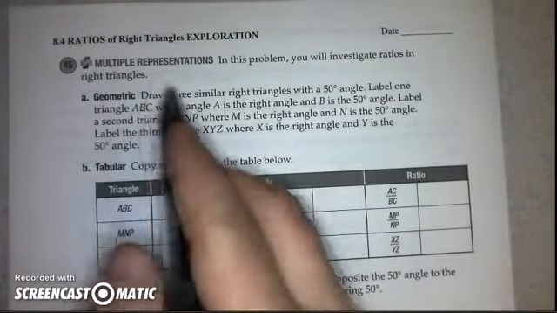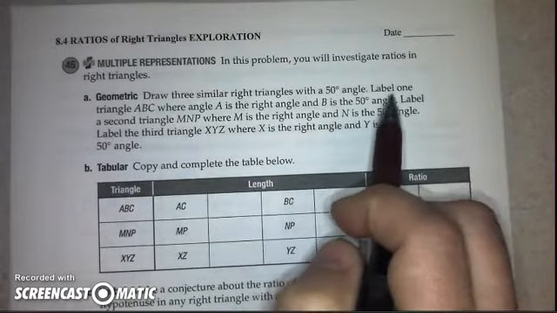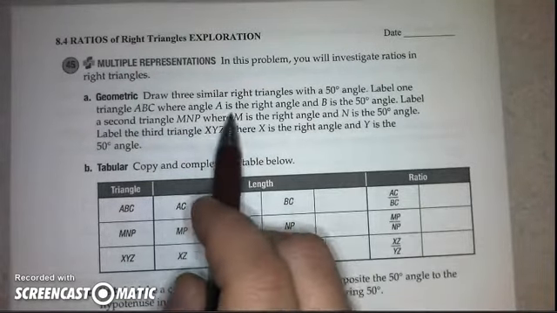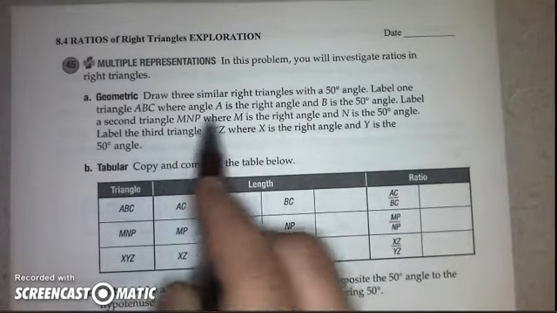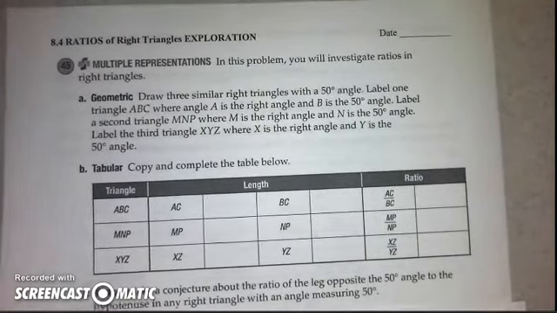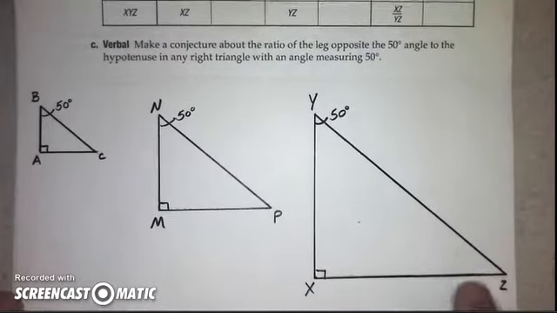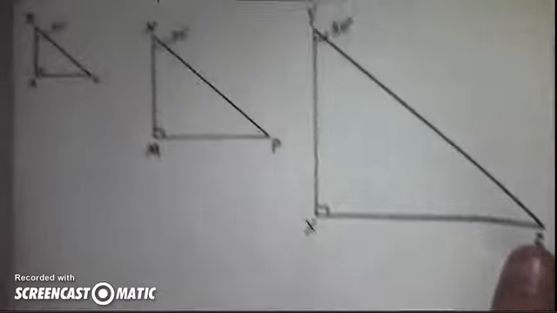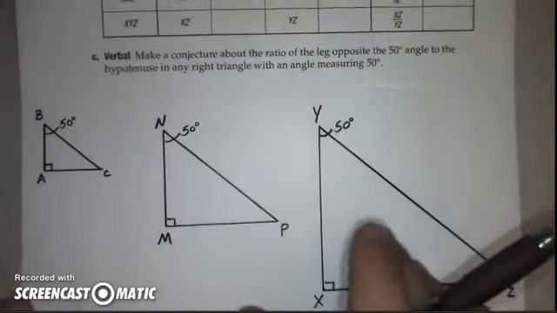Now, it says to draw three similar right triangles with a 50-degree angle, labeling one triangle ABC, where angle A is the right angle and B is the 50-degree angle. Label a second triangle, so on and so forth. Because I'm such a nice guy, I have gone ahead and done all that for you. So you should have one of these half sheets of paper. If not, pause the video real quick to make sure everybody has one of these half sheets of paper with these three triangles on it. This way we all get the same answers and it is a little bit easier.